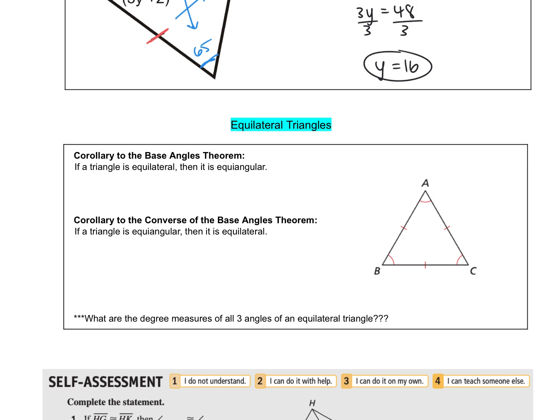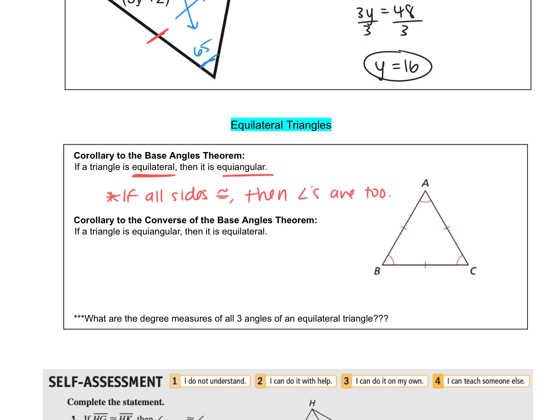So, last thing to talk about, equilateral triangles. And I already told you this last class. Every equilateral triangle is also equiangular. So what I'm saying is, if all of the sides are congruent, then the angles are too. And it also works the other way. If the triangle is equiangular, if all the angles are congruent, we know all of the sides will be congruent.